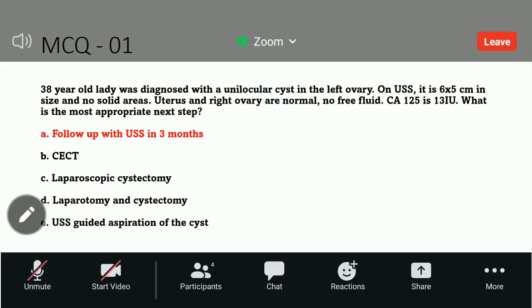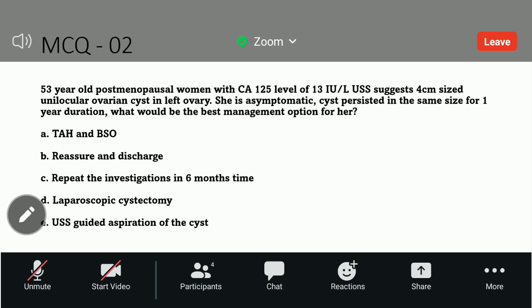Oh, it's fine. The second one is a 53-year-old postmenopausal woman. Menstruation has stopped. A woman with a CA125 level of again 13. Ultrasound scan suggests a 4 centimeter, again unilocular ovarian cyst in the left ovary. The problem is this is a postmenopausal woman and the size is 4 centimeter. Anyway it is unilocular, which points towards a benign one. She is asymptomatic, and the cyst persisted in the same size for 1 year. What would be the best management option for her?